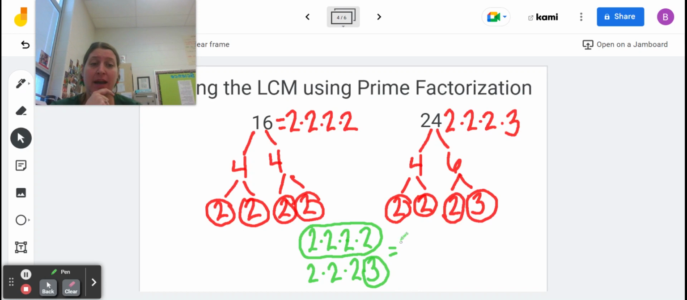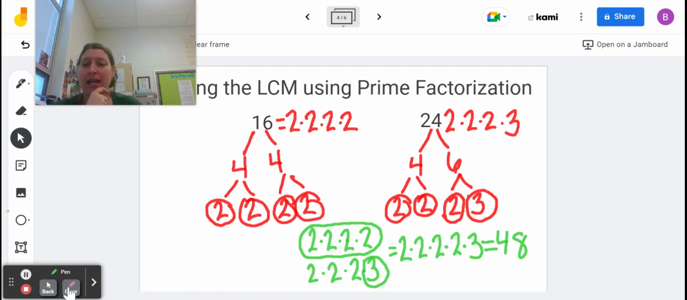So now I'm going to multiply it out. 2 times 2 times 2 times 2 times 3. All of these 2s equal 16. Or 3 times 2 is 6. 6 times 2 is 12. 12 times 2 is 24. 24 times 2 is 48. So you could either do 16 times 3 or start at the 3 times 2 and work your way down. But my least common multiple of 24 and 16 is 48.